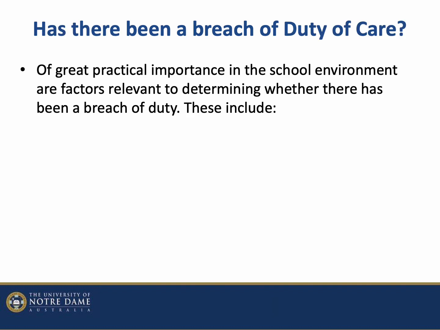When we're looking at whether or not a breach has occurred in terms of duty of care, we need to think quite practically about how that is determined. And there are 5 aspects that help us come to that conclusion. In the school environment, these are the 5 factors that we need to be aware of. The first we're familiar with, which is foreseeability. Was harm able to be foreseen? Was it something that a reasonable person could assume would have happened?